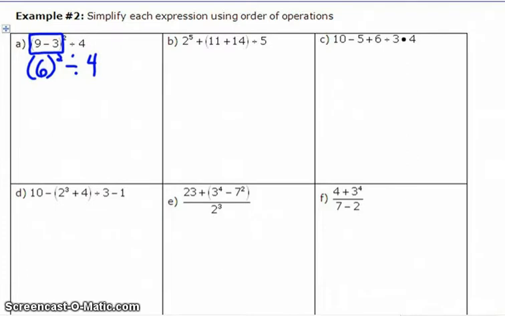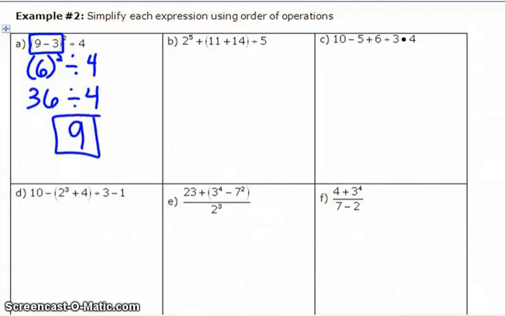My next step is exponents. Well, 6 squared means 6 times 6. 6 times 6 is 36. So I've just completed the exponents. Now my only other step left is division. 36 divided by 4 is 9. And there's my answer.